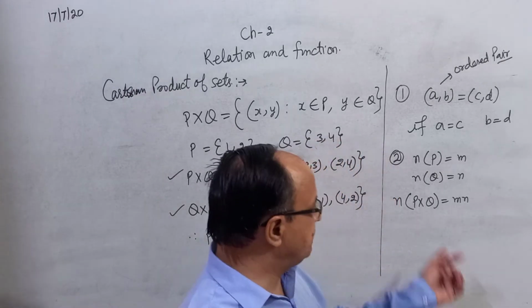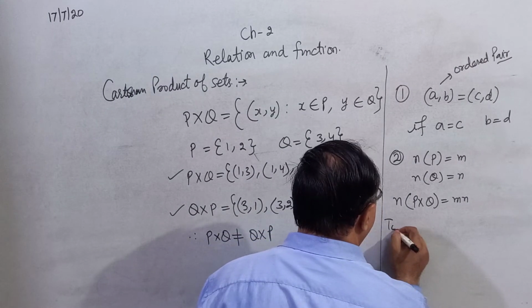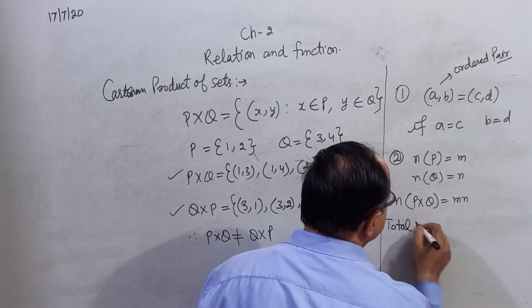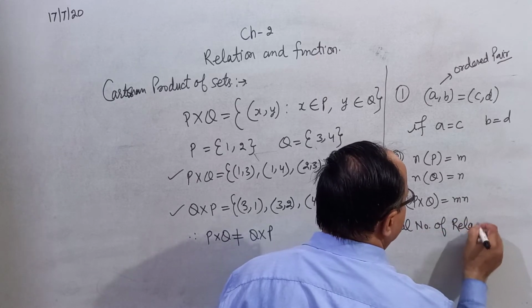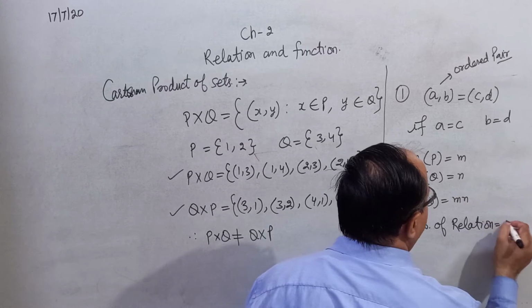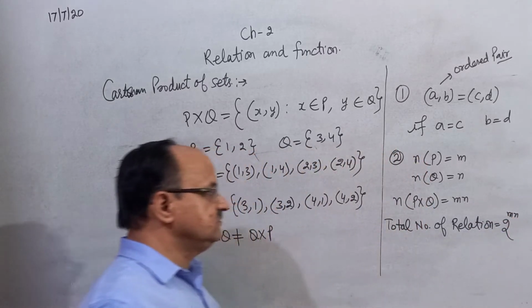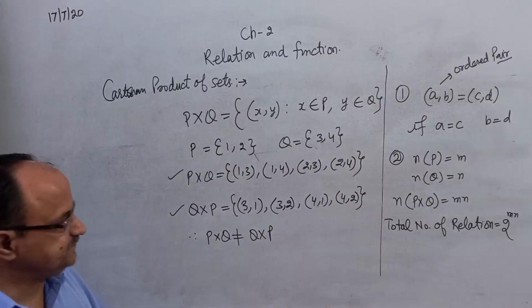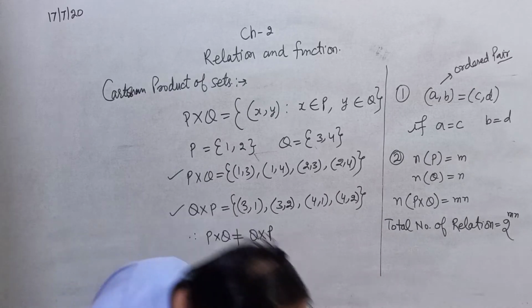The same formula applies here, and with the help of this you can find the total number of relations, that is 2 to the power mn. This is the formula, 2 to the power mn, correct?